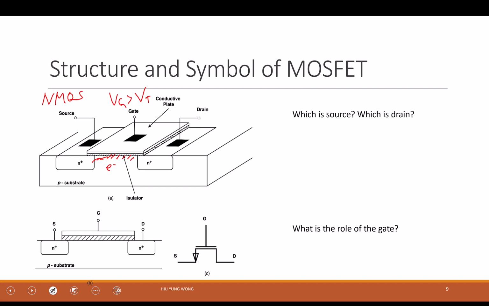This is the cross-section of the NMOS. What we are doing is just looking at the 2D instead of the 3D, right? So we just look at here. This is source, this is drain, right? And this is the symbol. Okay. But how do we define what is a source and what is a drain? This is very important. Let's start with NMOS.